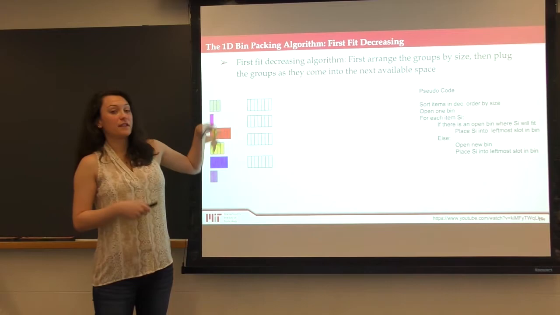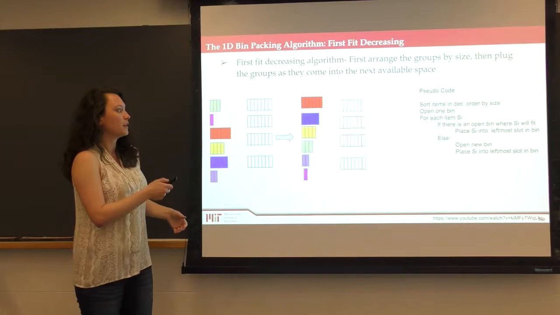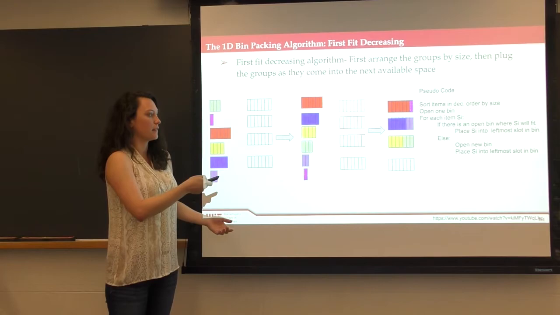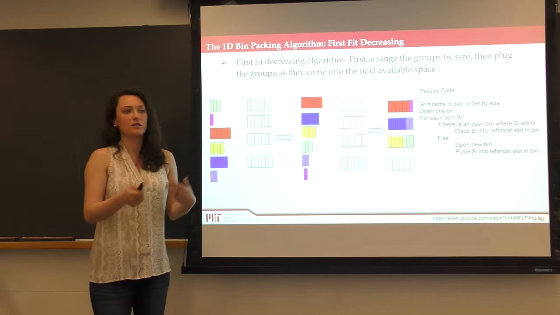So first fit decreasing, firstly, you organize the objects in terms of size, and then you basically apply the first fit algorithm as normal. You plug them in as they come. So this one can fit in here, this one fits in there, down in here. This one can't fit in here, can't fit in here, but it can fit in here. And this one can fit in there, that one can fit in there. And you can see it's a bit more optimal, right? It only takes 3 bins. And so that's kind of the advantage of sorting all of your objects to be placed before putting them in.